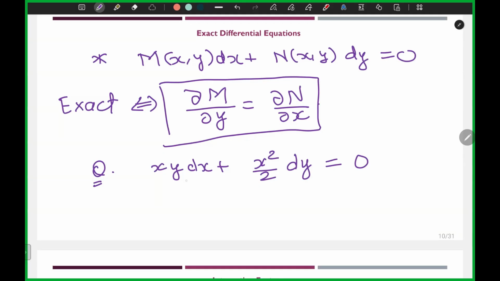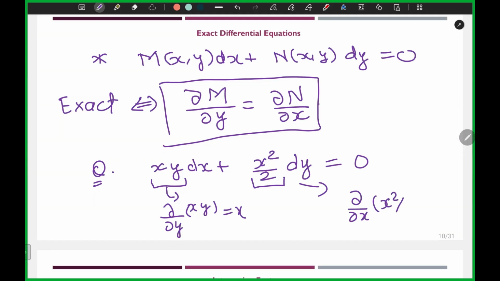So here it is M. Yes, sir, it is exact. The partial derivatives are equal. So here the partial derivative with respect to y, what is it? It is x. And here it is also x: the partial derivative of x squared by 2 is 2x by 2, so it is x. Okay, so now this is exact.